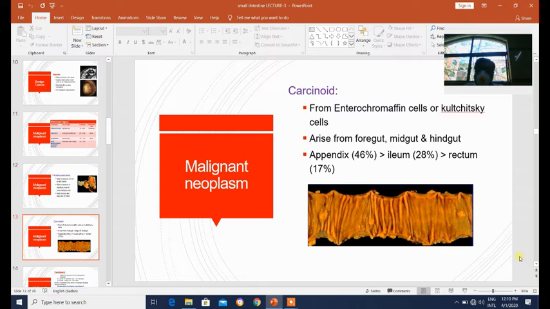Carcinoid tumors originate from the enterochromaffin cells or Kulchitsky cells, and they can arise anywhere from foregut to hindgut, but preferably they originate in the appendix, then ileum and rectum. This is a picture where you can see a macroscopic lesion of the small intestine. Usually these are yellow in color. The characteristic feature of these carcinoid tumors is that macroscopically they appear yellow.